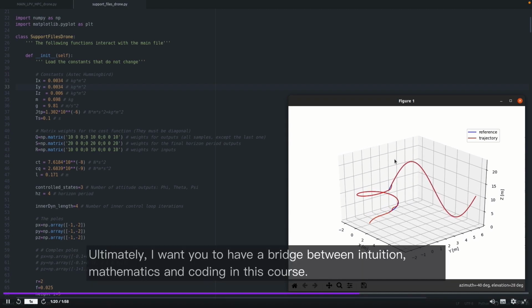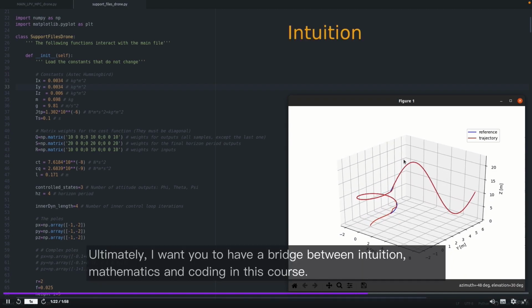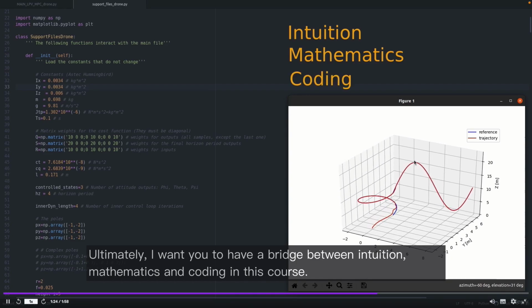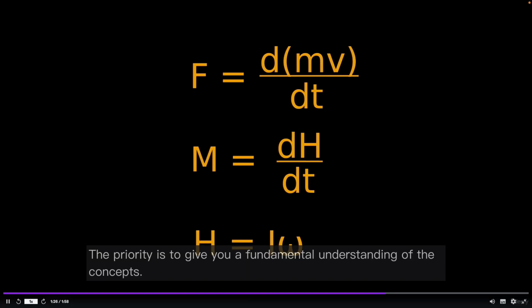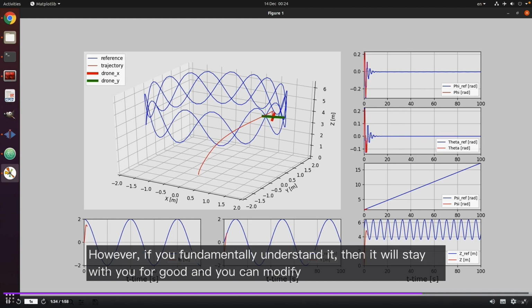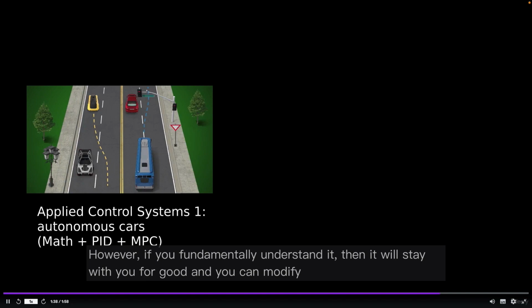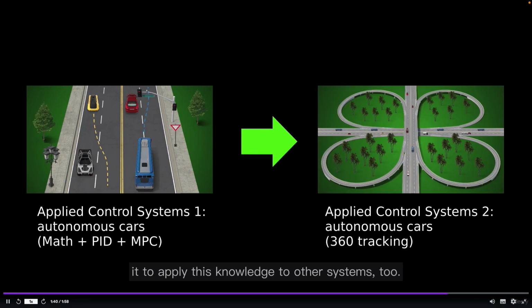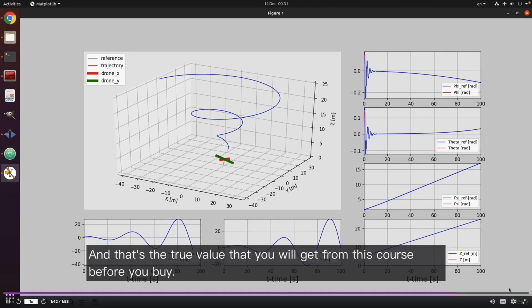Ultimately, I want you to have a bridge between intuition, mathematics, and coding. In this course, the priority is to give you a fundamental understanding of the concepts. If you only memorize stuff, you will forget it quickly. However, if you fundamentally understand it, then it will stay with you for good, and you can modify it to apply this knowledge to other systems too. And that's the true value that you will get from this course.